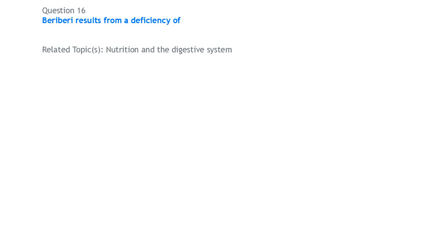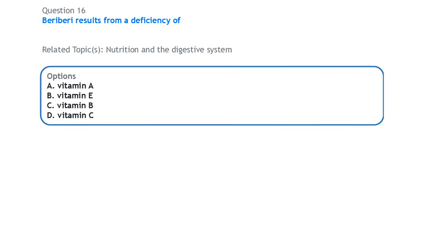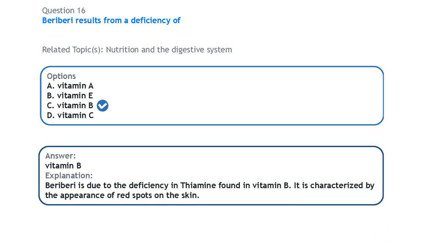Next question: beriberi results from a deficiency of... So it results from a deficiency in thiamine, which is found in vitamin B.